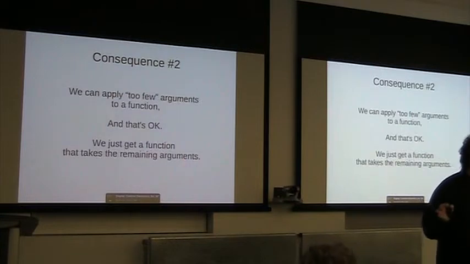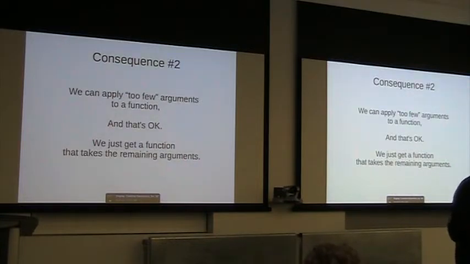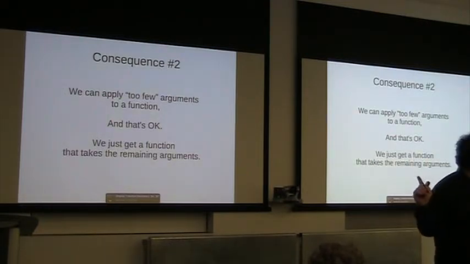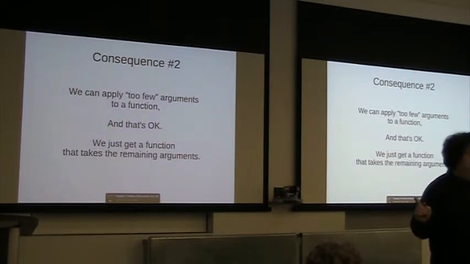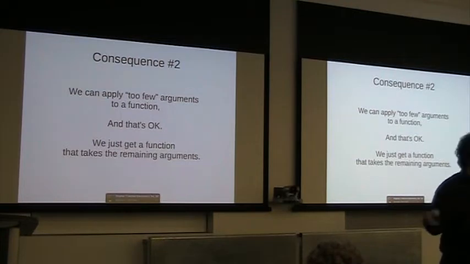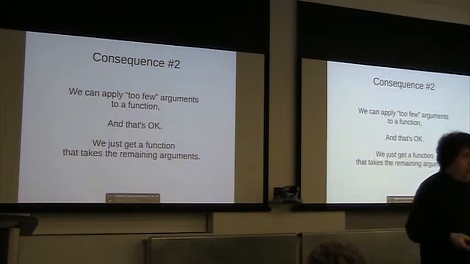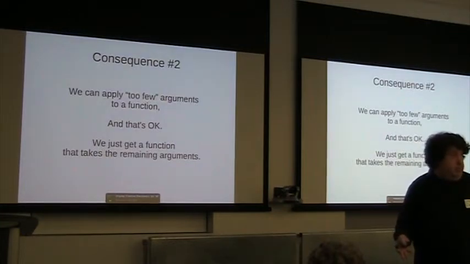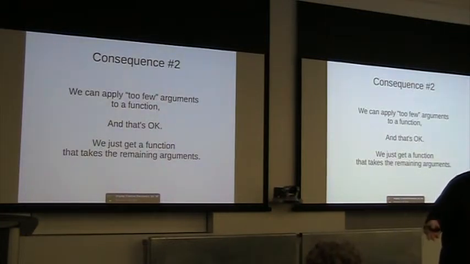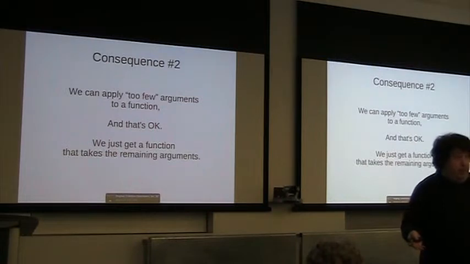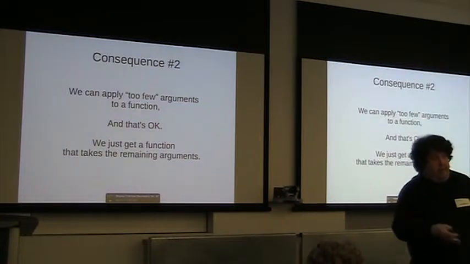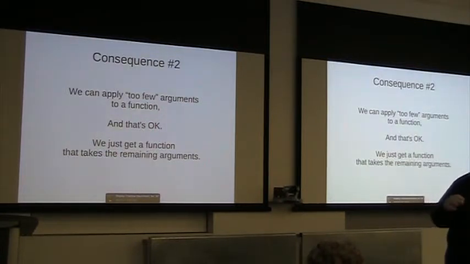So consequence number two, and this is yet another one that we're going to be seeing a fair bit of, and this is different from most other programming languages. But I can apply too few arguments to a function. If the function takes two arguments, I can apply one argument to it, and what I get back is a function that takes one argument. It's exactly like I was returning a lambda expression. It returns a closure, even if it doesn't do anything other than just capture the variable.